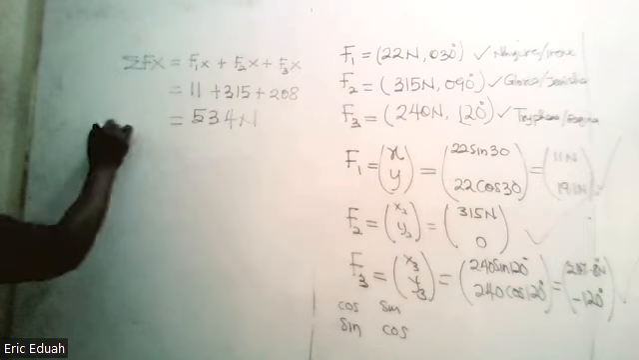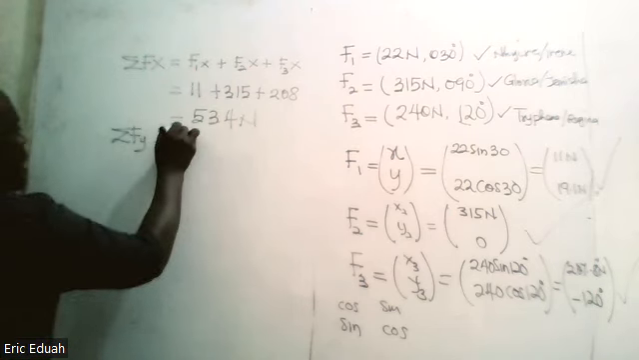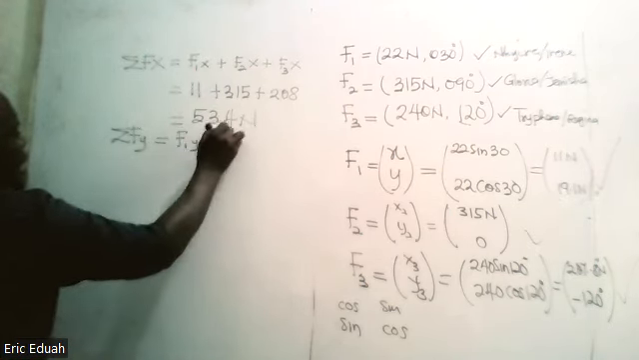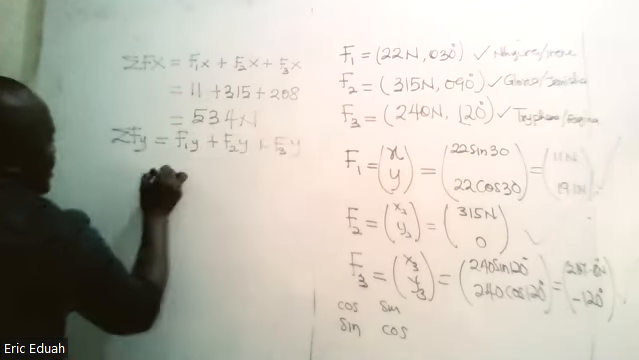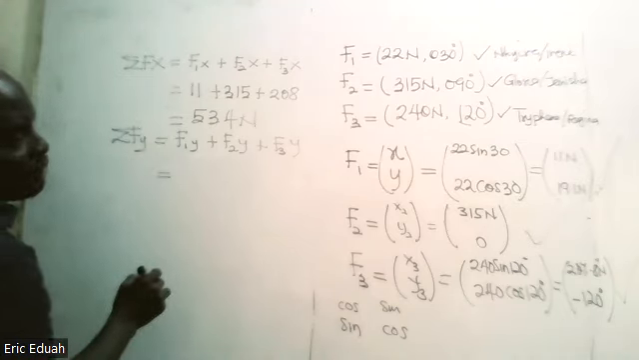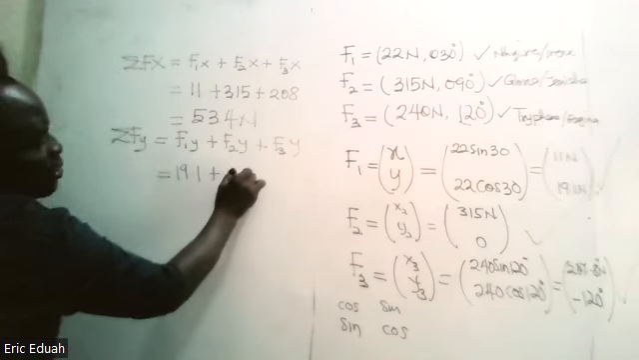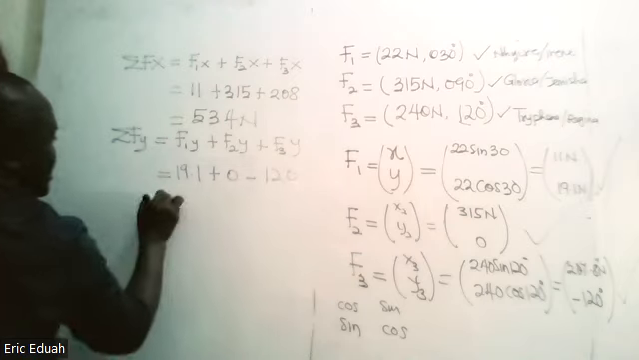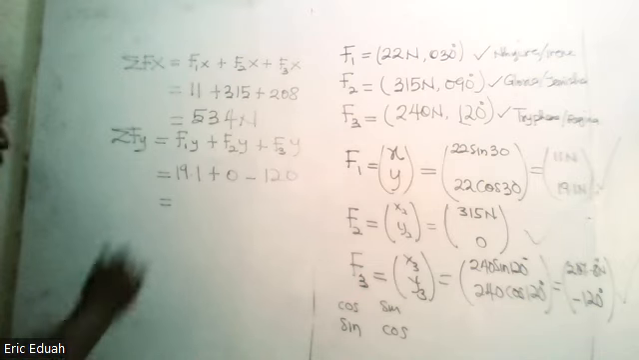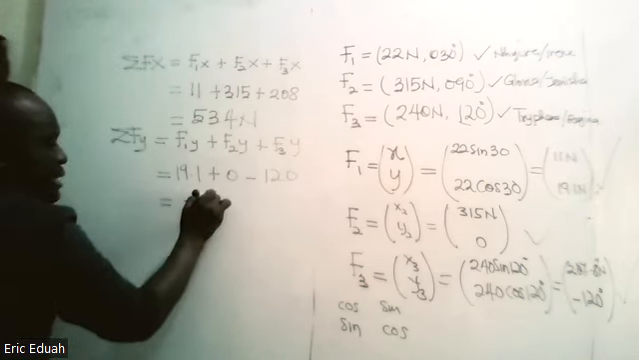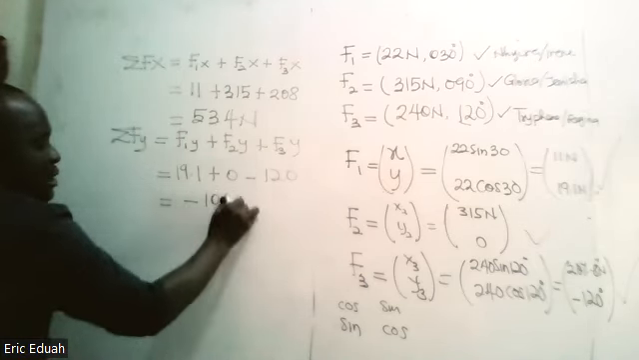Then you come to summation of Fy. So here we are talking about F1y plus F2y plus F3y. So we have 19.1 plus 0 minus 120. And so this will also sum up to minus 100.9. So approximately 101. Okay.